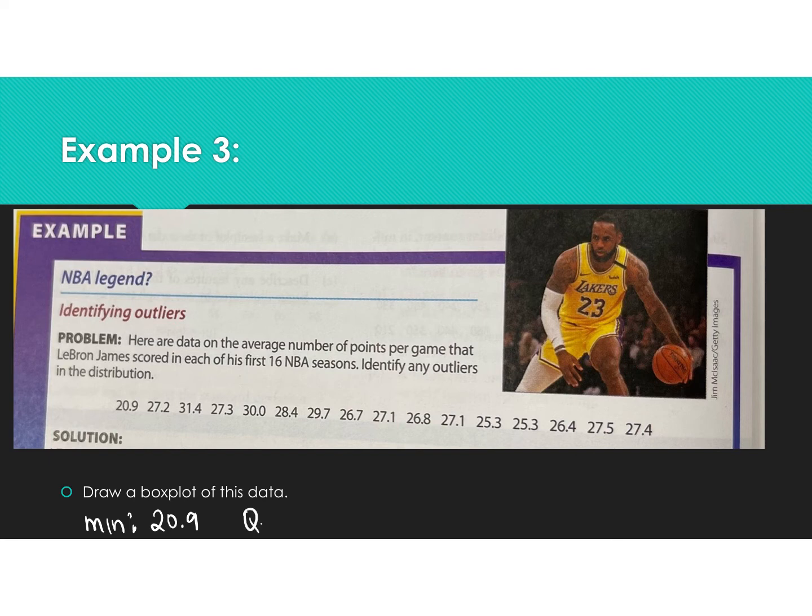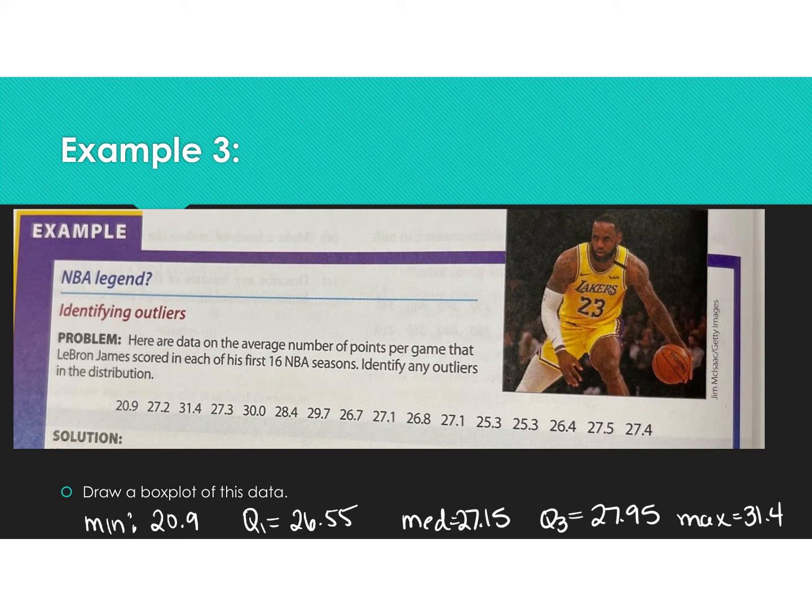The Q1 was what? 26.55. The median was 27.15, and the Q3 27.95, and the max is 31.4. Okay, so we got that data. We did the quartiles and the median earlier in the notes, so we'll just use those again, and then identify the minimum and the maximum.